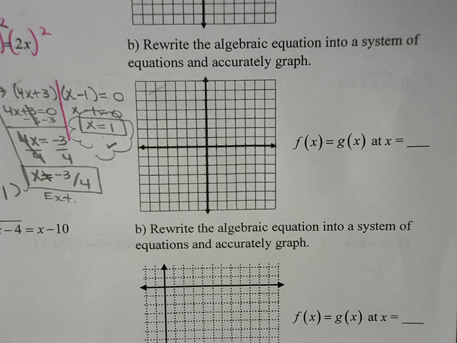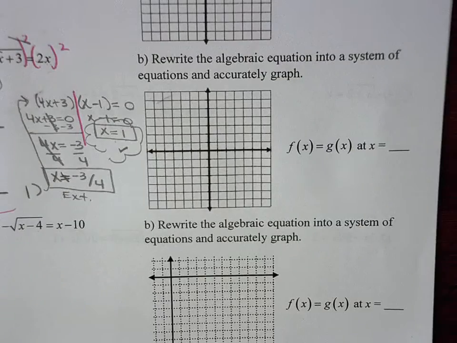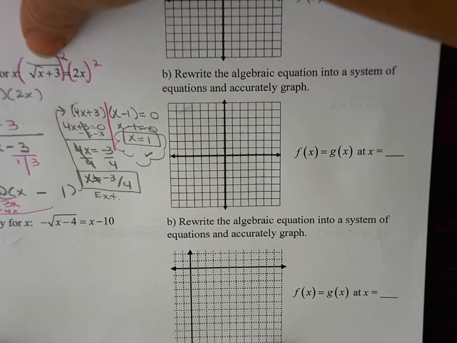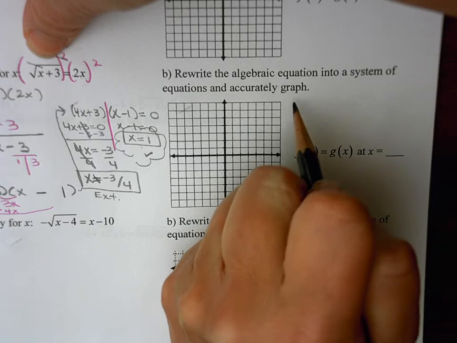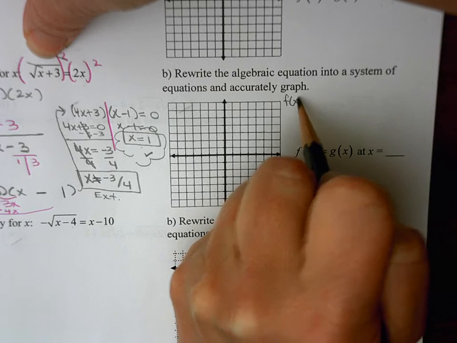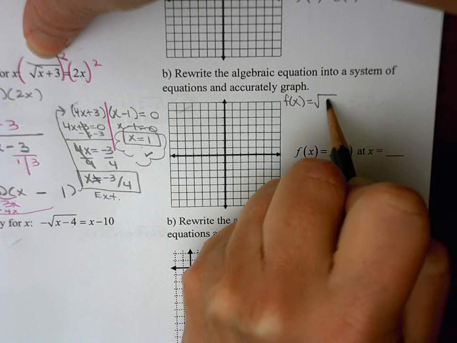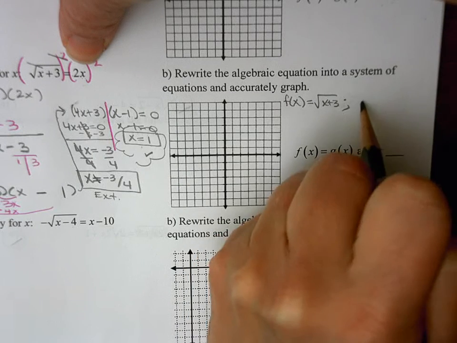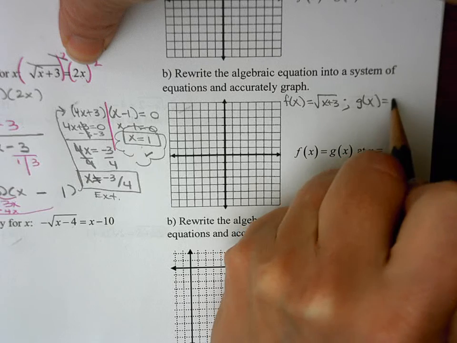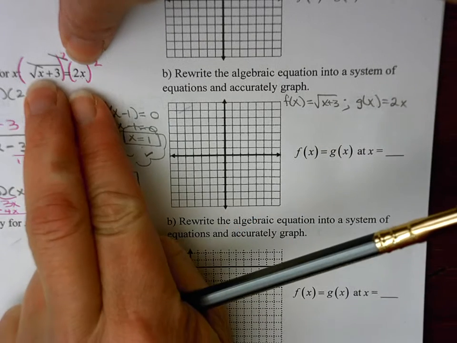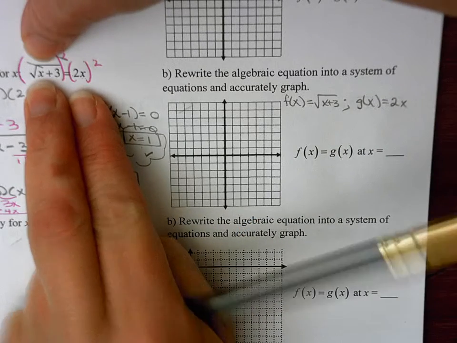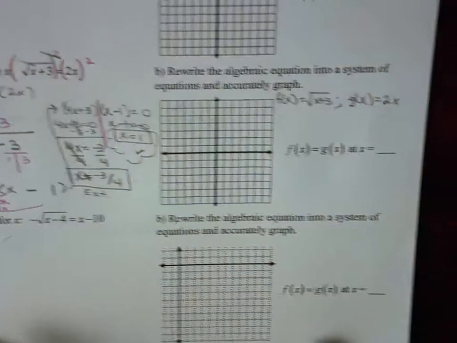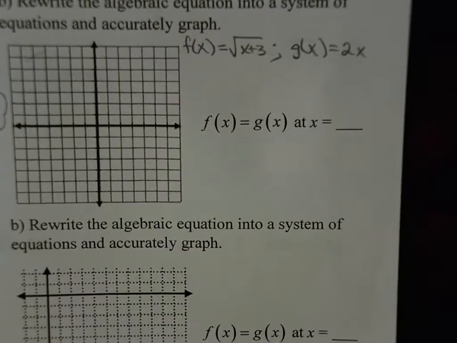So to do that, what I want to do is look at my original equation. I have the left side, I'm going to make f of x. So my left side is f of x equals the square root of x plus 3. And then my right side, I'm going to let that equal g of x, which is going to be 2x. So all I did was take that and let my left side equal f of x and my right side equal g of x. And then I want to graph both of these.